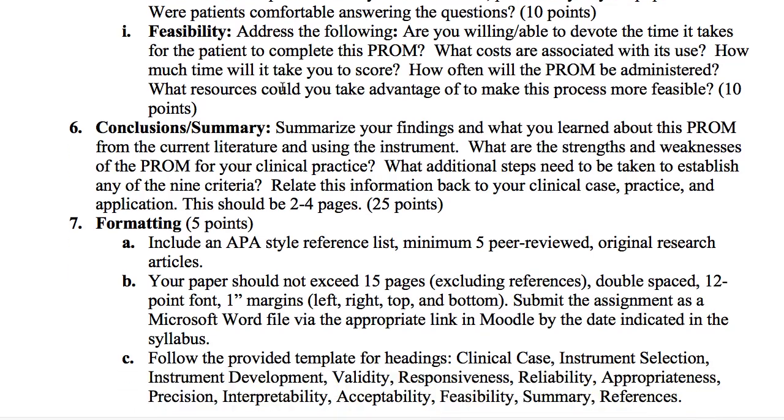Now, the conclusion and summary section is the most important part of this paper, because what I want you to do is summarize your findings of what you learned about this, especially from using the PROM over several weeks.